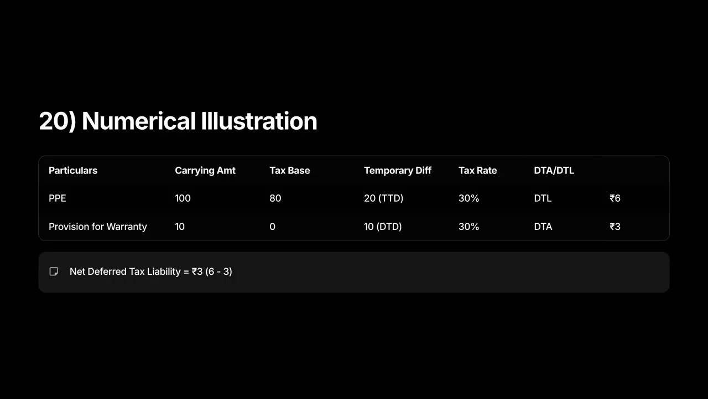Numerical illustration. Let's walk through a small example. Particulars, carrying amount, tax base, temporary difference, tax rate, result. Now, let's offset this. The net DTL is 3 rupees, 6 minus 3. This small table sums up the logic beautifully. One difference adds tax later. The other saves tax later.